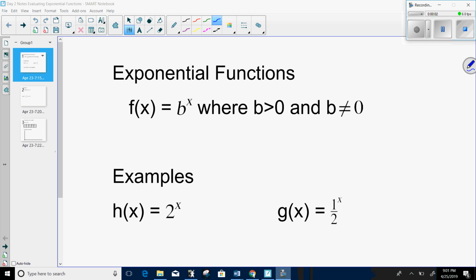Today's lesson is going to be over how to evaluate exponential functions. So first off, we need to talk about what an exponential function is. An exponential function is a function that has a base that is a number. So b is going to be like 1, 2, 3, 4, 5, 6, 7, 8, something like that. Could be a fraction, could be a decimal, could be positive, could be negative. But it's just going to be some number, and x is going to be your variable.